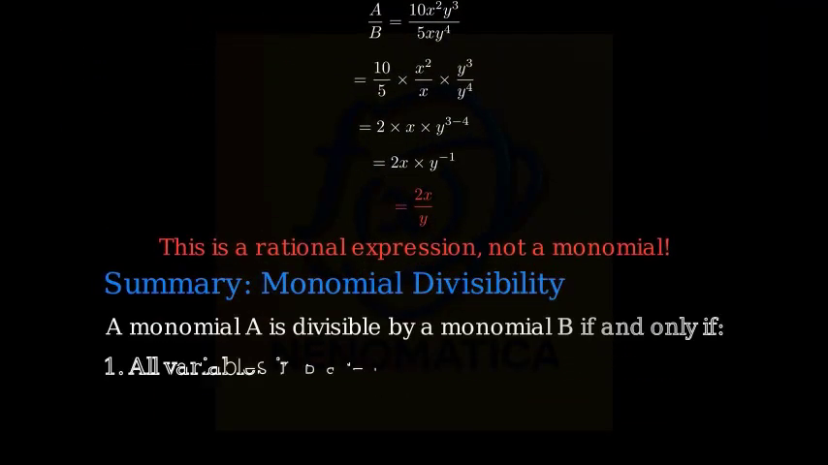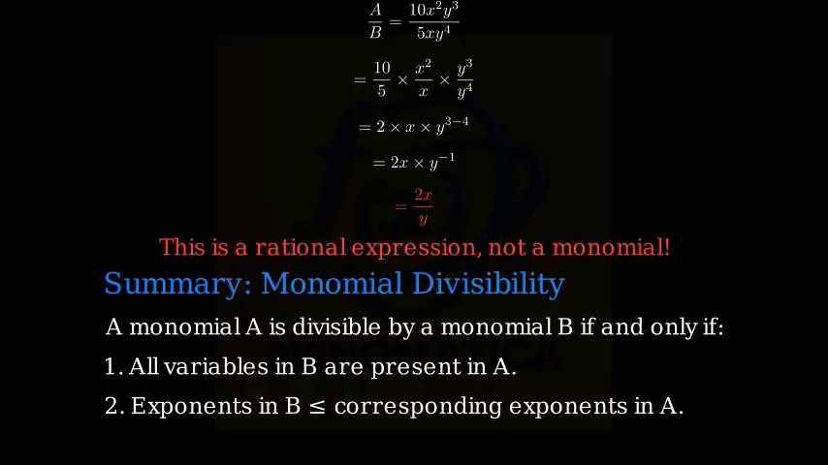A monomial A is divisible by a monomial B if, and only if, 1. All variables in B are present in A. 2. The exponents of each variable in B are less than or equal to the corresponding exponents in A. When both conditions are met, the result of dividing A by B will be a monomial.